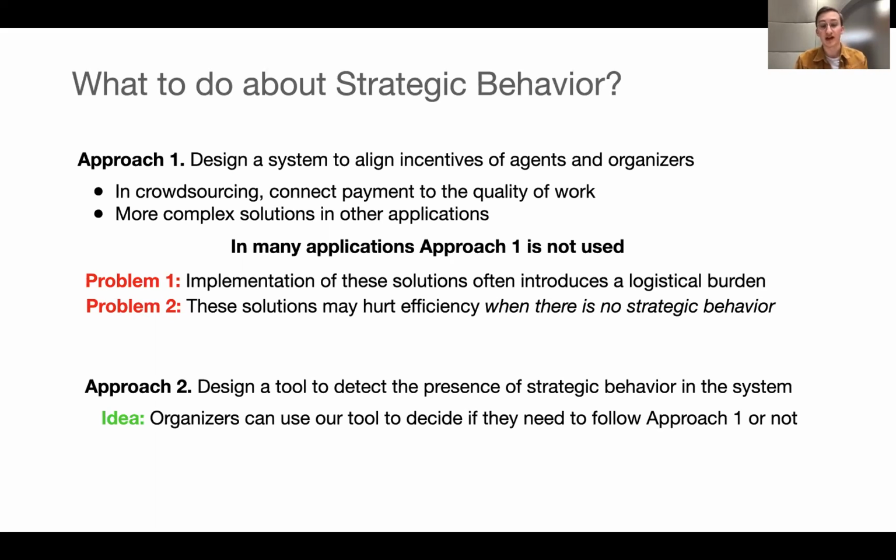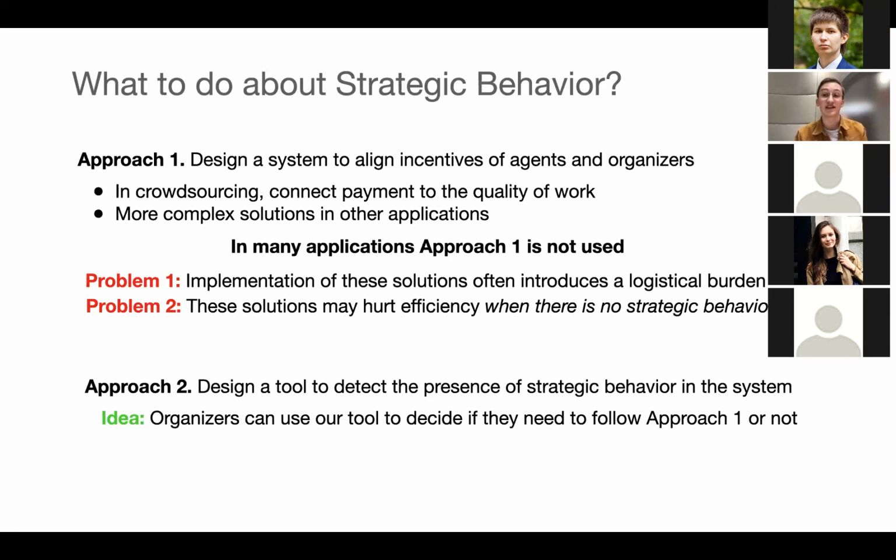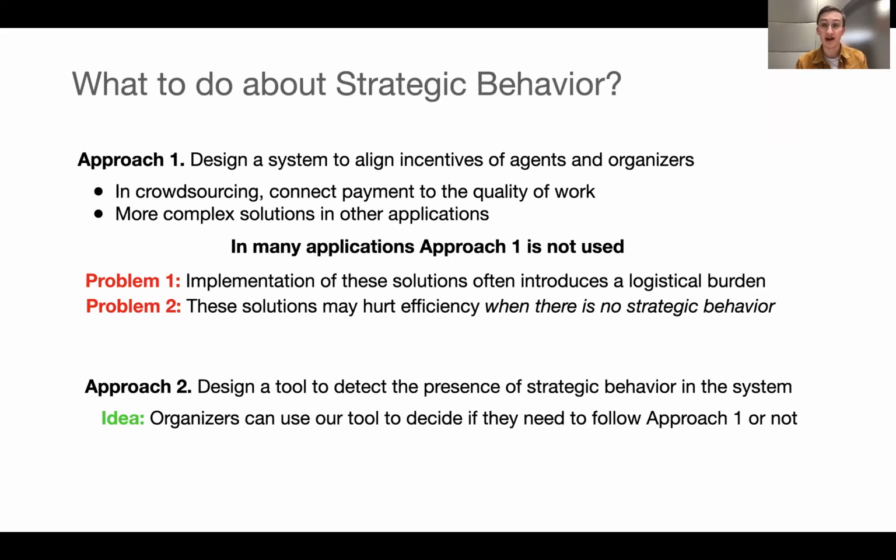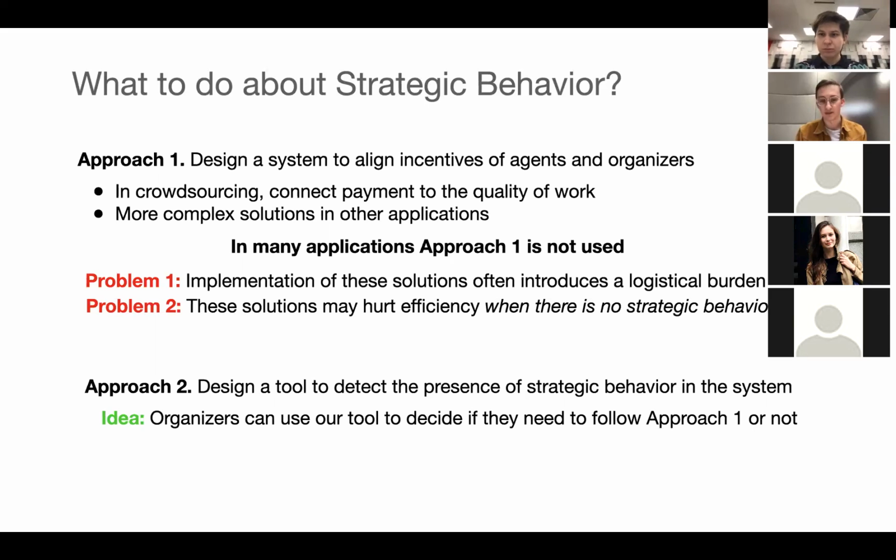So in my research, I try to design a tool to detect the presence of strategic behavior in the system. So why is this tool useful? Well, the organizer can take this tool, apply it to their data, and see if there is a significant presence of strategic behavior in their company, whatever conference or any other application. And once you have strong evidence of strategic behavior that actually hurts you, then you are much more eager to implement principled solutions against this. And let me now give you one example of how this can be done. So how can we test for strategic behavior in large systems?